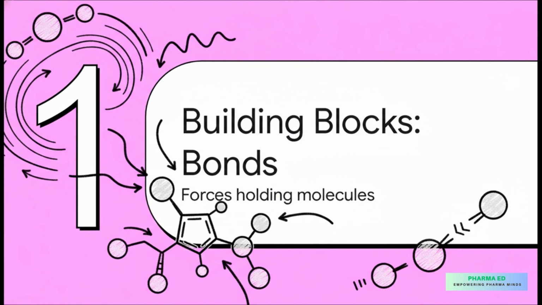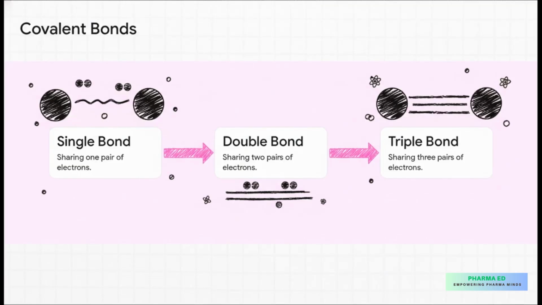I'm talking about chemical bonds. These are the invisible forces, the glue, that holds atoms together to form all the amazing, complex drug molecules you'll be studying. Honestly, understanding these is step one to understanding everything else in pharmacy. Now, the most common type of bond you're going to see in organic chemistry is the covalent bond. The whole idea here is sharing electrons.